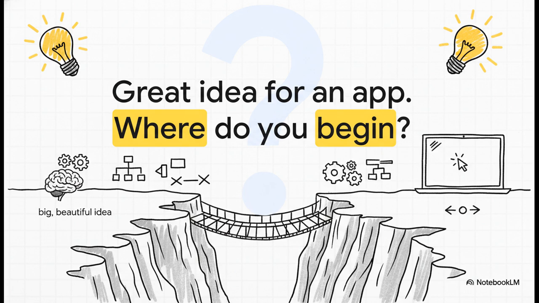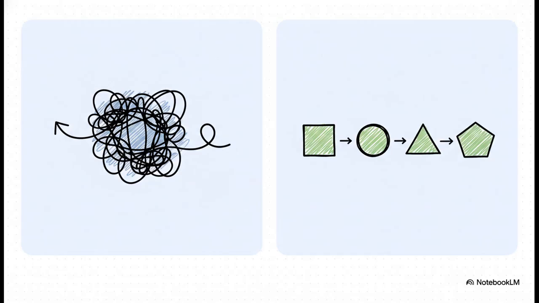That jump from a big, beautiful idea to that first line of code can feel like you're trying to leap across a giant canyon. And you know what happens when we just dive right in and start coding? It can get a little chaotic. You build one part and then realize it totally breaks another part. You spend hours, maybe even days on a feature, only to have to throw it all away. It's just a cycle of wasted effort and really frustrating rework.